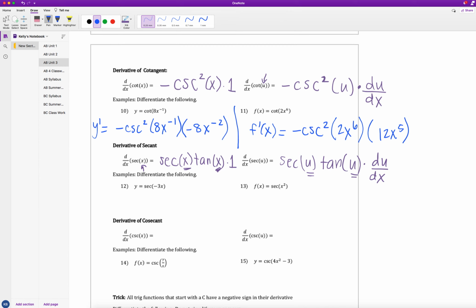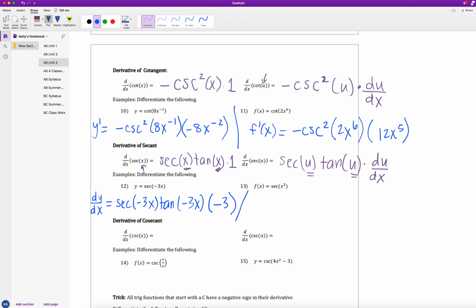So let's see this in action with example 12. So example 12 says y equals secant of negative 3x, and we want to find our derivative. So our dy over dx. Our outside function here is secant. Derivative of secant is secant of something times tangent of that same something. So I'm going to get secant of negative 3x times tangent of negative 3x times the derivative of the inside function. Our inside function is negative 3x. Derivative of that would be negative 3.